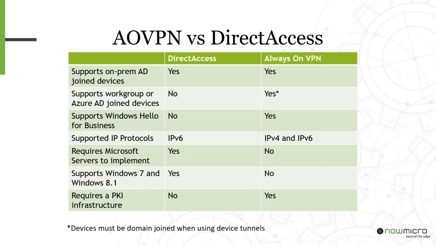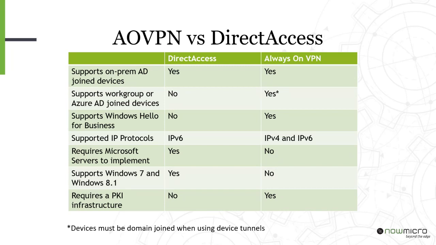Direct Access is an IPv6 only technology. The connection happens using IPv6, and then IPv4 translation technologies are used to connect back. Always On VPN can work with IPv4 or IPv6. Direct Access is a fully Microsoft technology, so it requires Microsoft clients and Microsoft servers on the back end to implement it. Always On VPN does require Windows 10 for the VPN client.